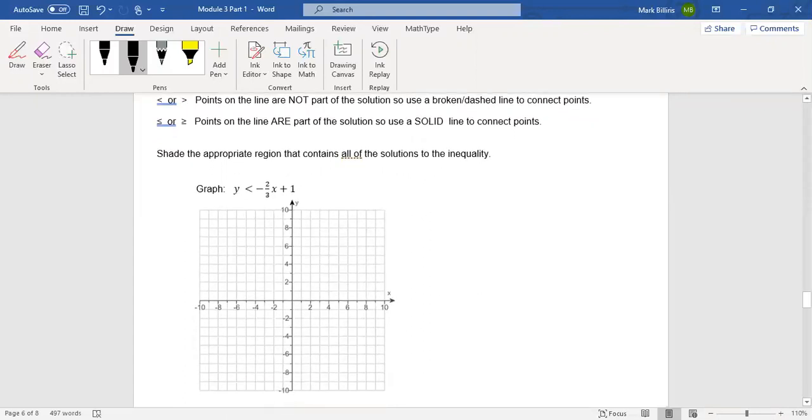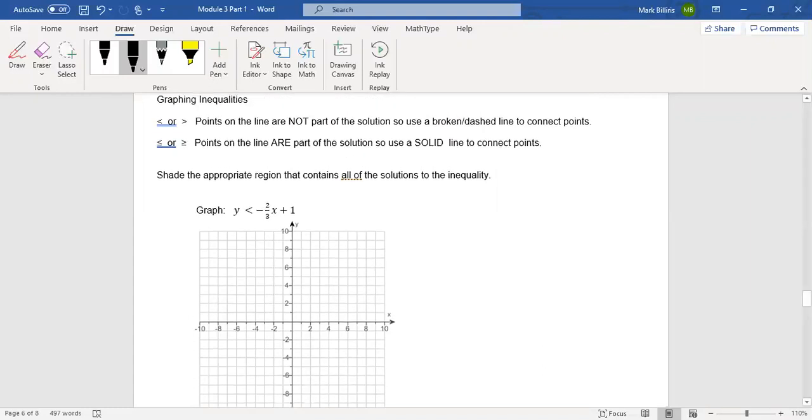So the first thing I look at is the inequality symbol, and I look to make sure it's in slope-intercept form. So it's already in slope-intercept form, and I notice my inequality symbol is just less than. So I know I'm going to connect my points with a broken line. So the process is still the same. What I'm going to do is begin at my y-intercept, which is +1.